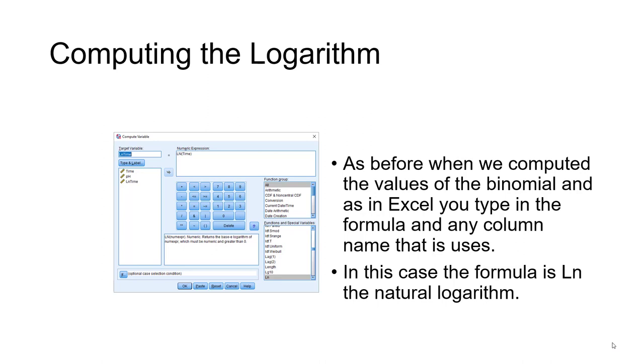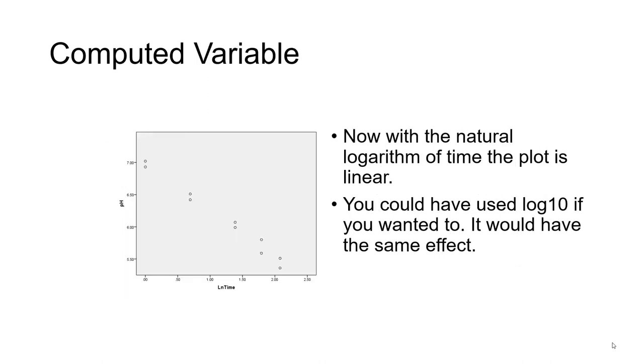You could do ln, which is natural logs, or you could do log, which is log to base 10. It doesn't really make any difference. You just put in a formula exactly as you would in Excel when we did binomial or other functions, and you can calculate the natural logarithm. Then when you plot the computed variable, you can see that now you have a nice straight line. If you'd used log 10, you'd have got exactly the same effect. It's just the scale along the x-axis would have been slightly different.